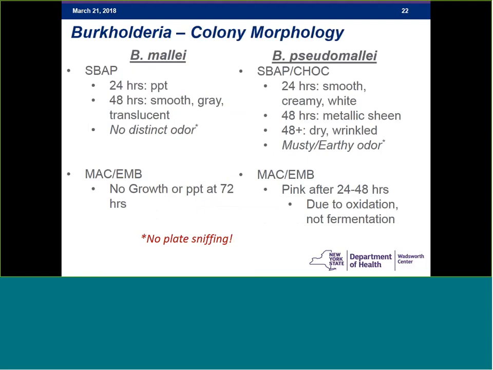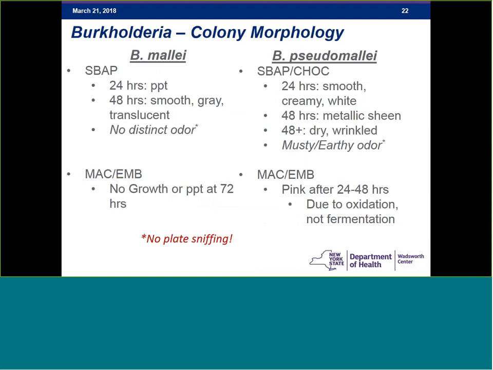On blood agar, B. mallei may show up as pinpoint colonies after 24 hours, but the best growth is observed after 48 hours of incubation. Colonies at this point appear smooth, non-hemolytic, gray, and translucent. MacConkey plates either yield no growth or pinpoint growth after 72 hours of incubation. On Mueller-Hinton agar, the colonies do not exhibit pigment, and B. mallei will not grow at 42 degrees.